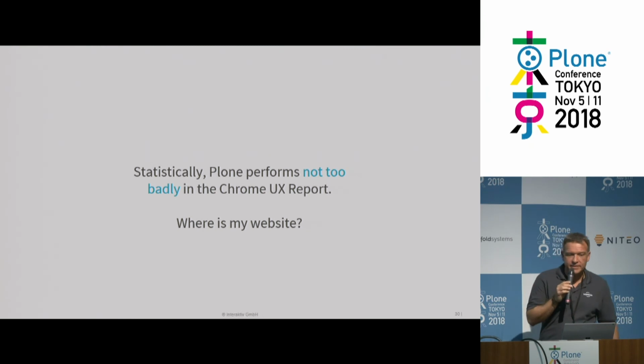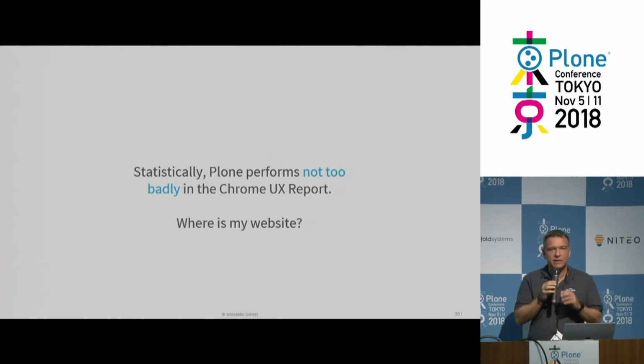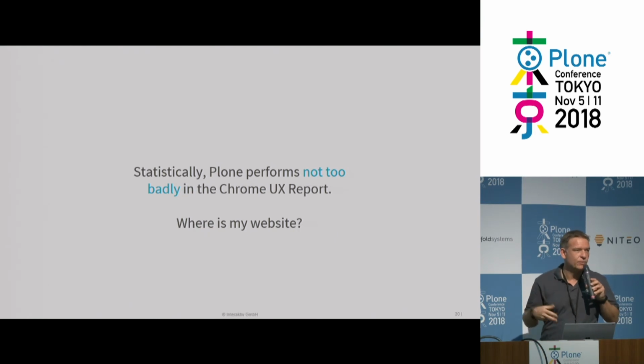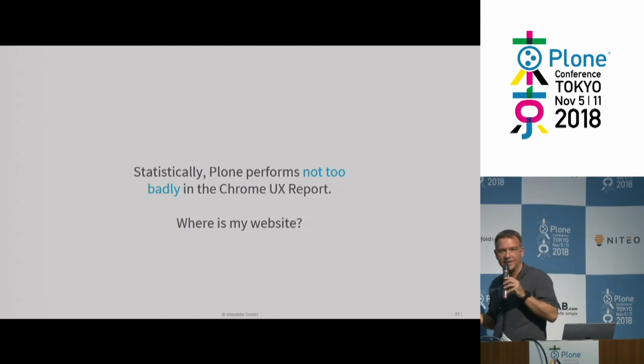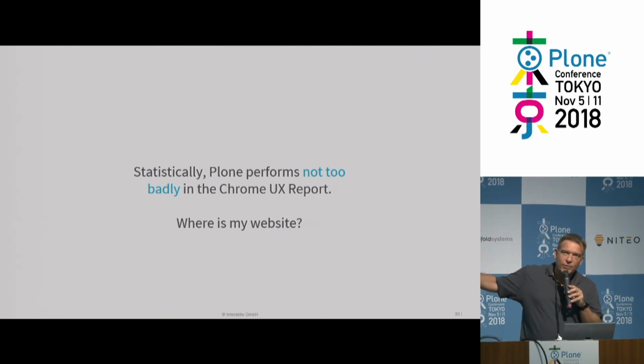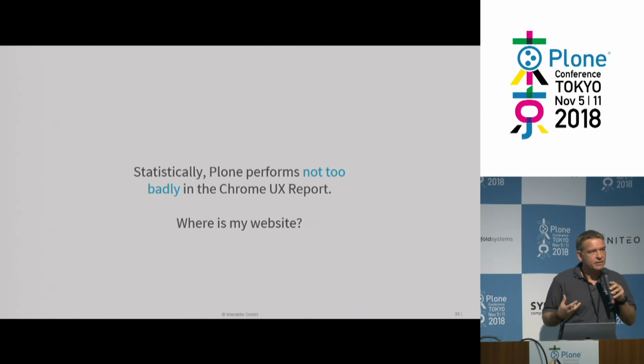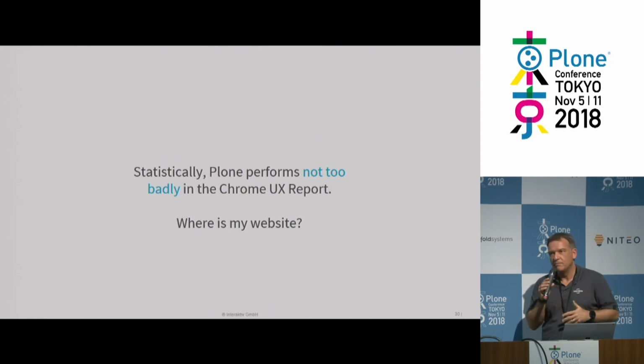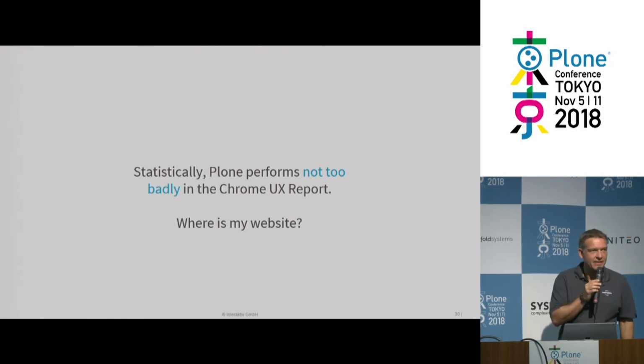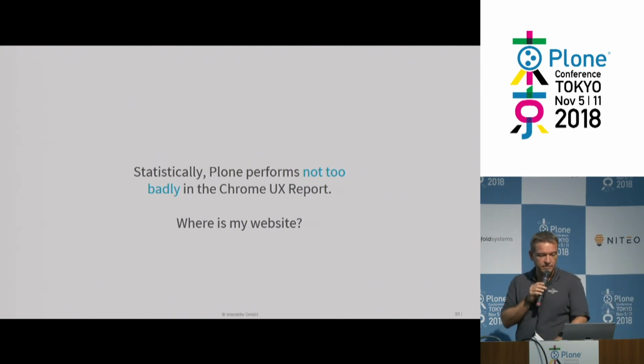So in summary, statistically, Plone performs not too badly in the Chrome UX report, but of course that doesn't answer the question where your individual website is. You are somewhere there. You're either in the green area, in the orange area, or in the red area. And of course, you want to know where you are. But we saw the ecosystem itself is placed not too badly in the range of other CMS.